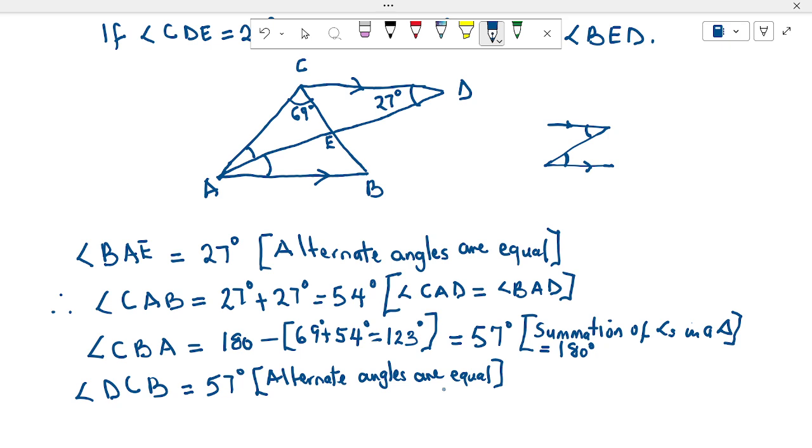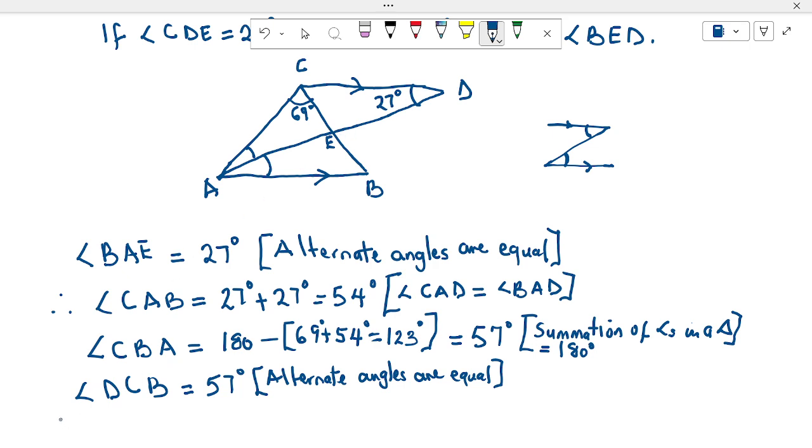Having gotten that, don't forget where we are going. We want to get this angle. This is the angle we are told to get, angle BED. BED, that is this angle. Okay. Therefore, we can know that this is a triangle, triangle CED.